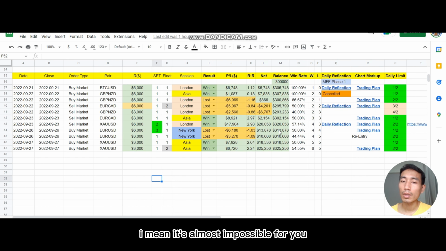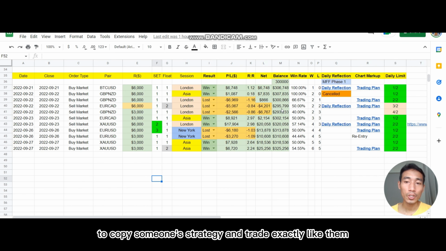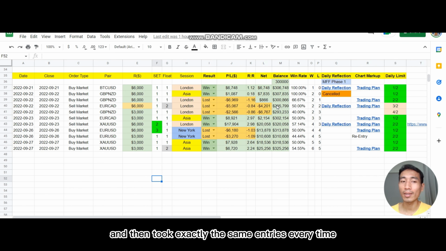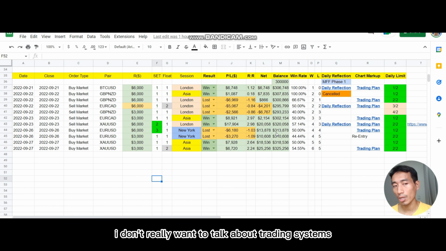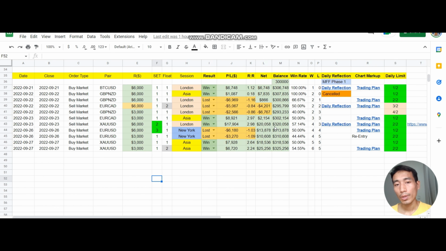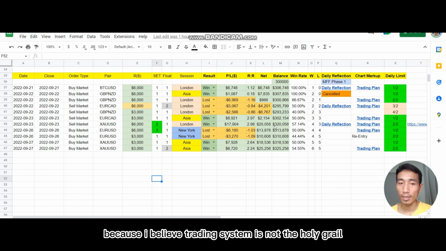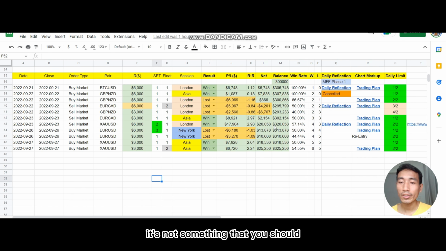I mean, it's almost impossible for you to copy someone's strategy and trade exactly like them and take exactly the same entries every time. It's impossible. And that's the reason why I don't really want to talk about trading systems, because I believe a trading system is not the holy grail. It's not something that you should focus too much of your time on.